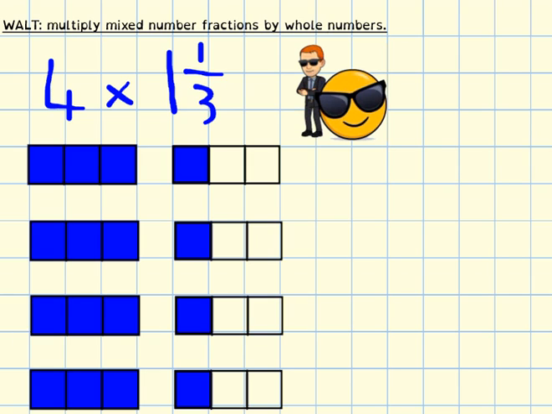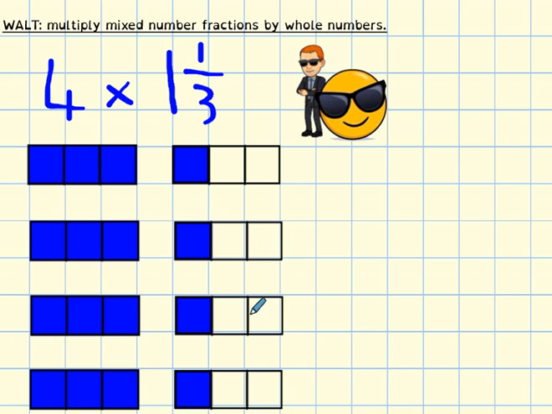Today's WALT is to multiply mixed number fractions, which we've already come across over the last couple of weeks, by whole numbers. The first example we're going to have a look at is this one here. Four lots of 1 and 1/3. 1 and 1/3 here, 1 and 1/3 here, 1 and 1/3 here, and finally 1 and 1/3 here. Remember, multiply means lots of, groups of.